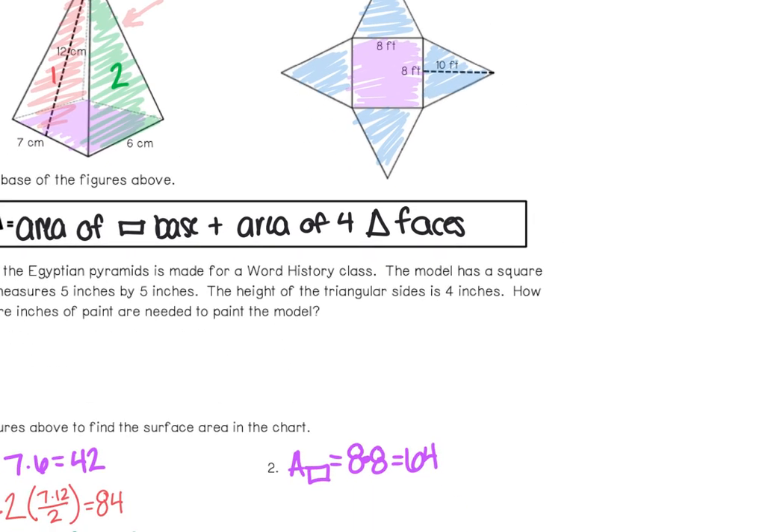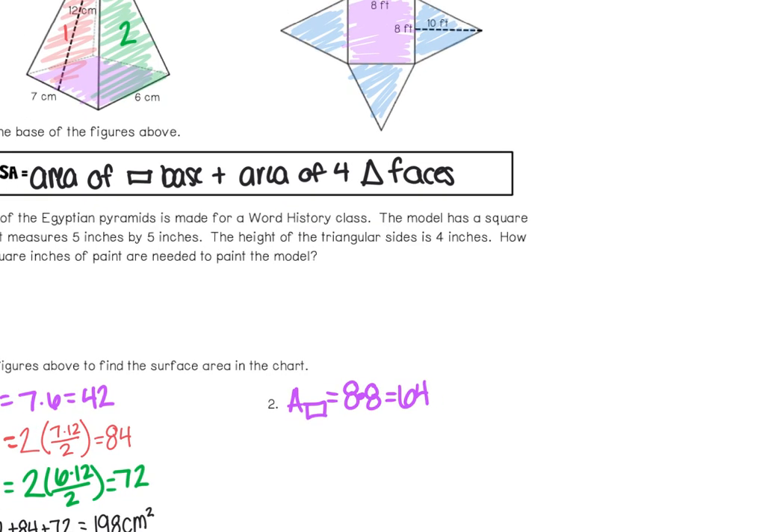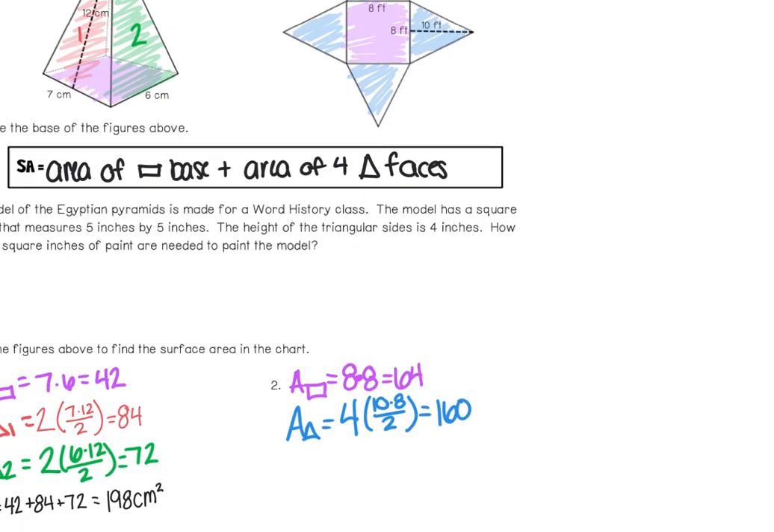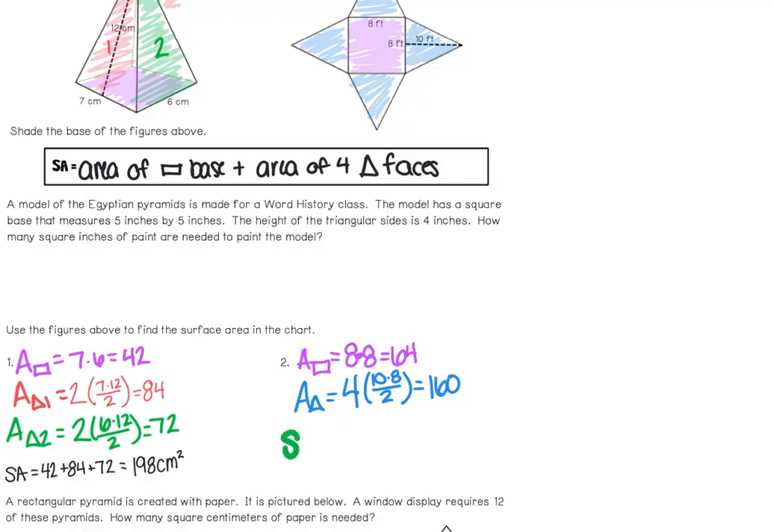And then for our work, it's fine. We're going to do 4, you're right. So the area of the triangles is 4 times, what are the base and the height? Yep, 10 times 8 divided by 2. Go ahead and get that math done. What's that give us there? 160, very good. So now we've got the 4 triangles and the square base, so we can get our total surface area by adding those together. 160 plus 64.